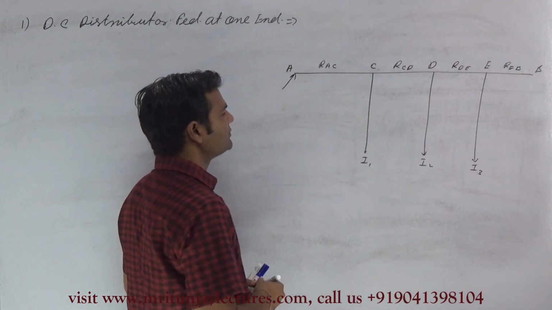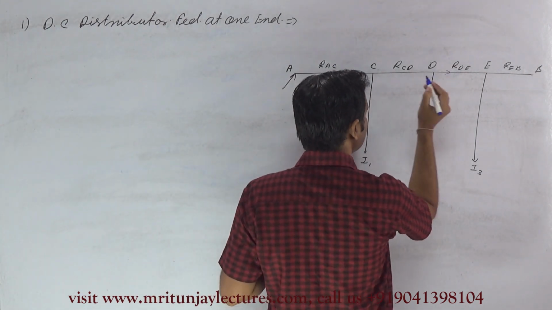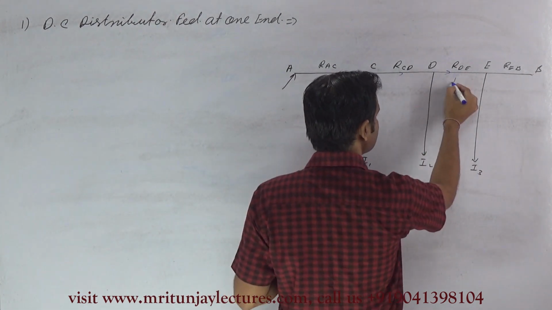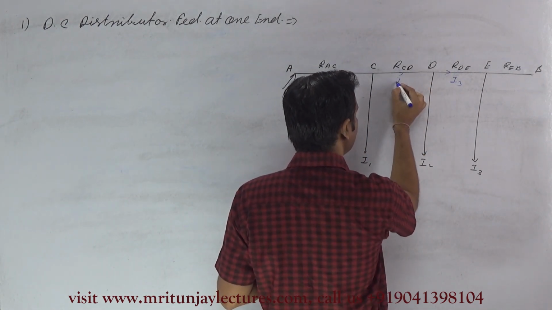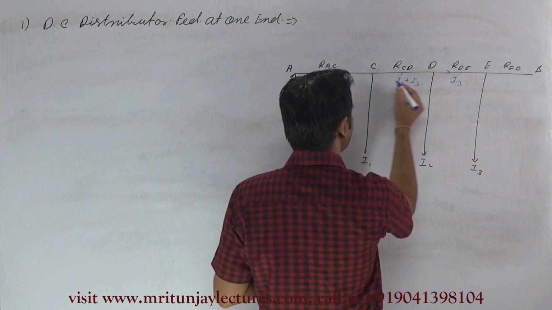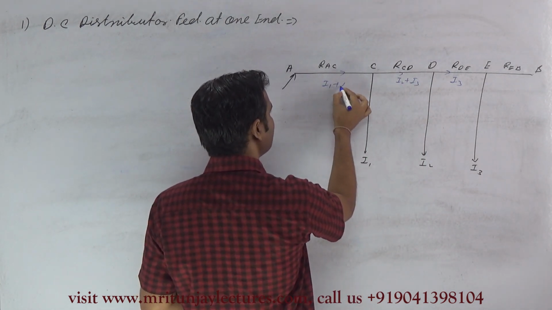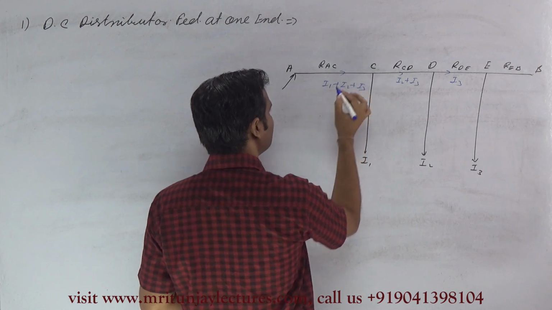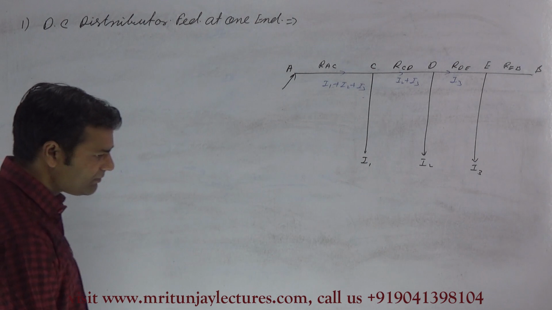So what about the current in this section? The current I3 is in this section. In this section it is I2 plus I3, and in this one it is I1 plus I2 plus I3. Clear?